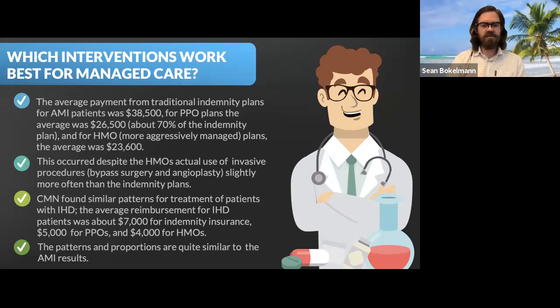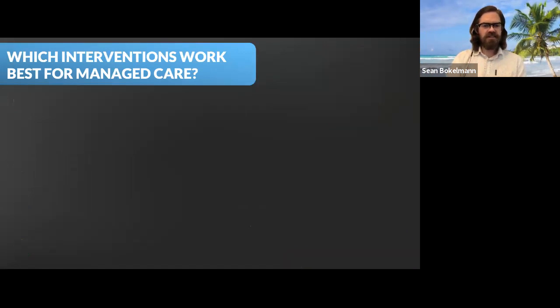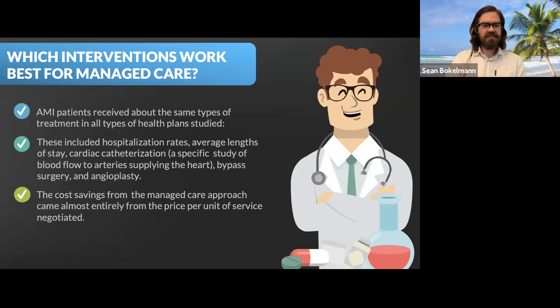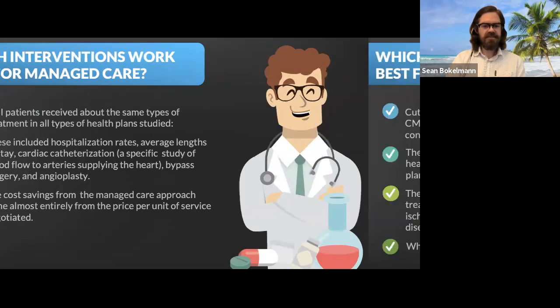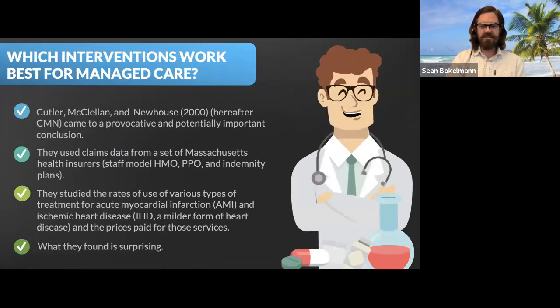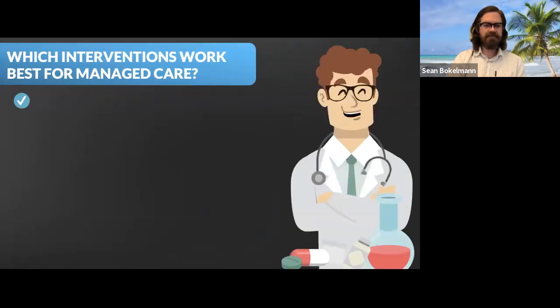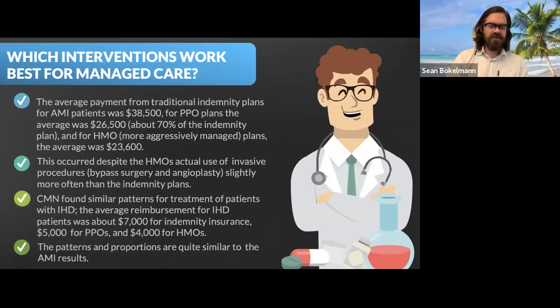They also found similar patterns for treatment of patients with the IHD. What did that stand for? Can't recall. Ischemic heart disease. There we go. So they found similar patterns of expenditure there, where the average reimbursement was $7,000 under traditional plans, $5,000 for the PPO, and $4,000 for the HMO. So very similar patterns. And the patterns and proportions are quite similar to the AMI results.